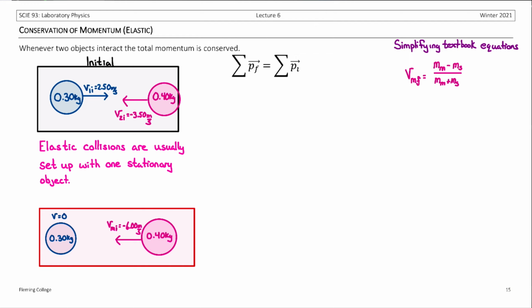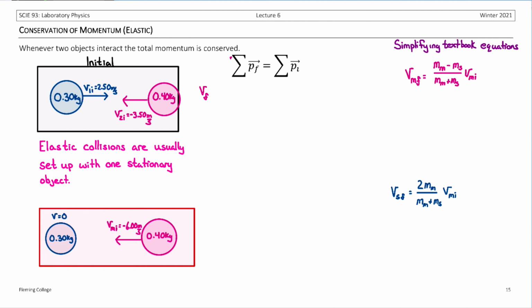The other equation is that if you want to find the final velocity of the stationary object, then you take 2 times the mass of the moving object divided by the mass of the moving object added to the mass of the stationary object, and again multiplied by the velocity of the moving object in the initial frame. Then we can solve for the velocity of the two objects.